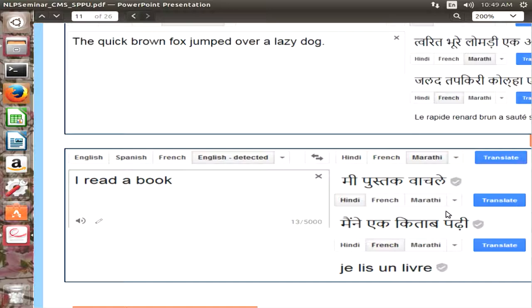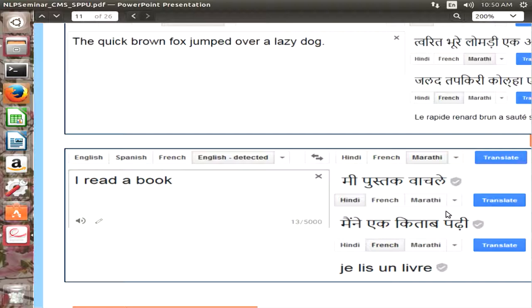"Mi pustak vachle" in Marathi, so it has taken the past form. I read a book, fine. "Maine ek kitab padhi" in Hindi, which is still fine, it's consistent. In French, what it does is "je lis un livre", so over here it has taken the present tense. So for these two, it has taken the past, and over here the present. My instructions were nothing else but this, so it has goofed up probably.